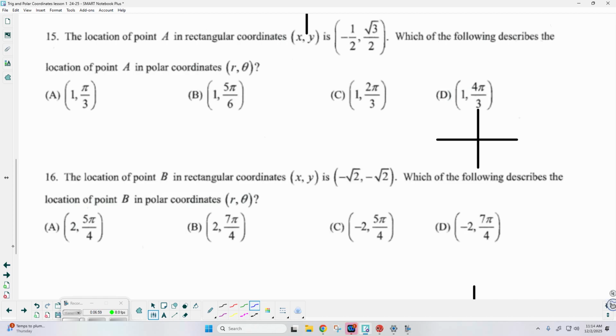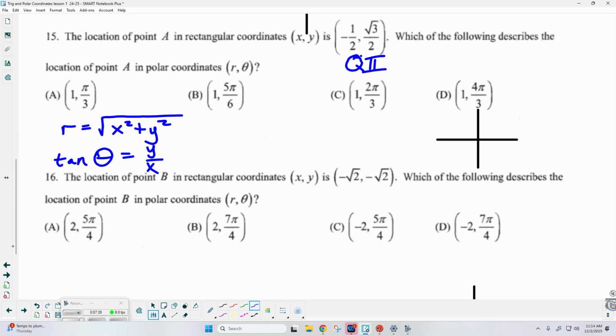Now, if we're going to do it by hand, going from rectangular to polar, I'd want to use these two formulas. I'd find the radius by taking the square root of x squared plus y squared. And then I'd use tangent of theta equals y over x to find my angle. But before we even get started, let's see if I can eliminate some answers. This negative 1/2, root 3 over 2, what quadrant would it be in? Negative x, positive y. So that'd be quadrant 2. So whatever answer I choose has to be in the exact same quadrant.